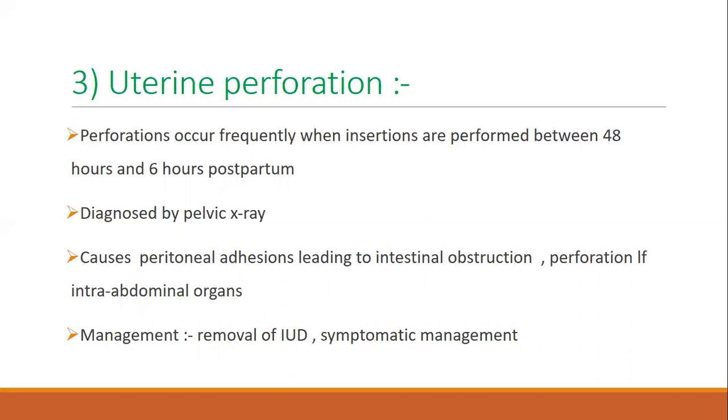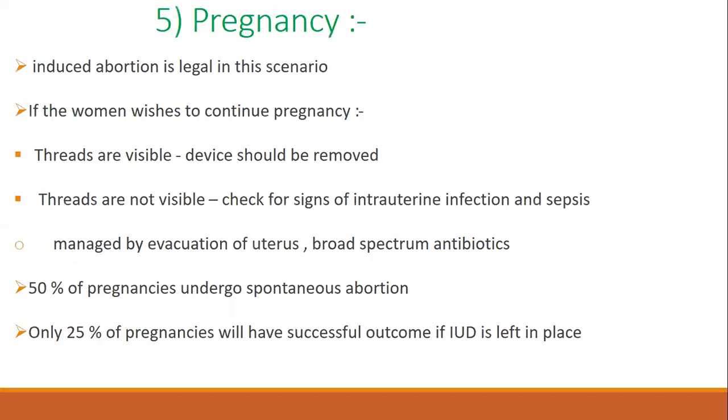So post-puerperal insertion. Diagnosed by pelvic X-ray. This uterine perforation causes peritoneal adhesions leading to intestinal obstruction. Those copper devices which migrated into the peritoneal cavity may lead to peritoneal adhesions leading to intestinal obstruction and perforation of intra-abdominal organs. Management is by removal of the IUD and the symptomatic management to the patient. So pregnancy.